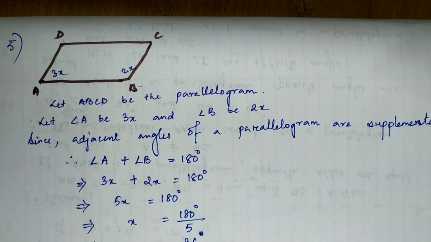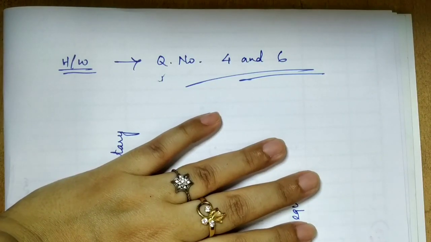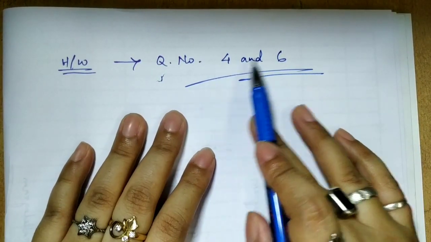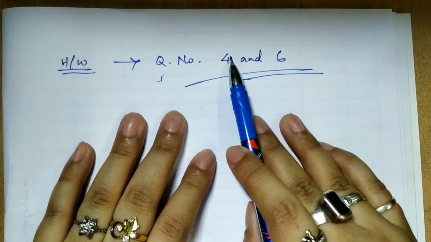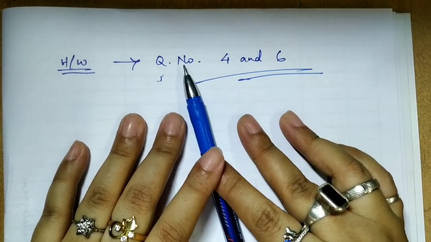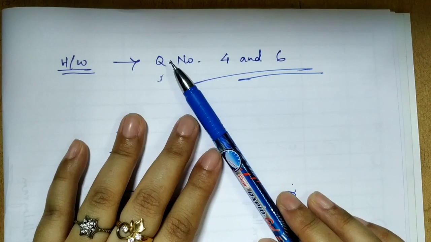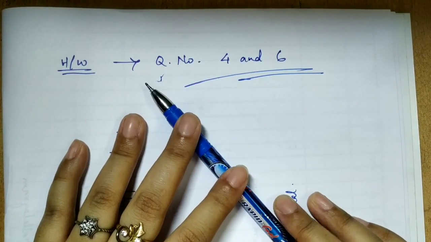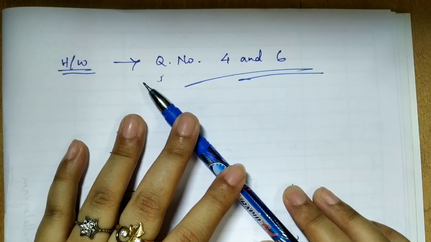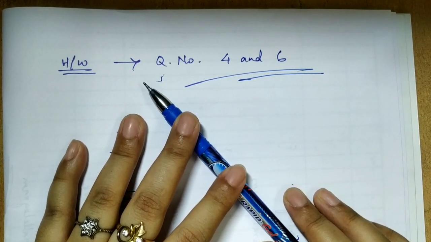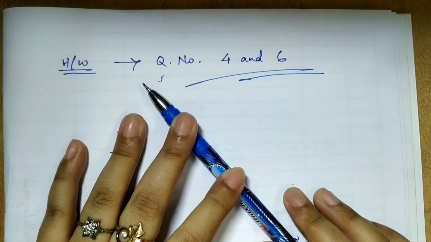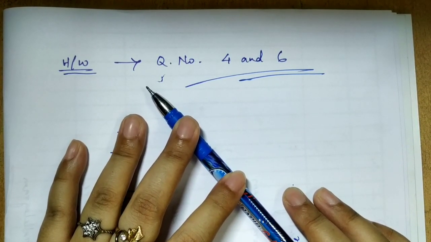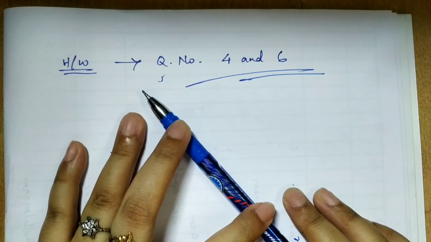So for today's video, the homework will be question number 4 and question number 6. Now I hope the explanation was helpful for all of you. If you have any doubt, then please let me know. We'll continue the rest of the sums of this exercise in our next video. I'm taking 2-3 sums in a particular video so that this doesn't become confusing for all of you, so that you can understand it better. If you have any doubts, please let me know.